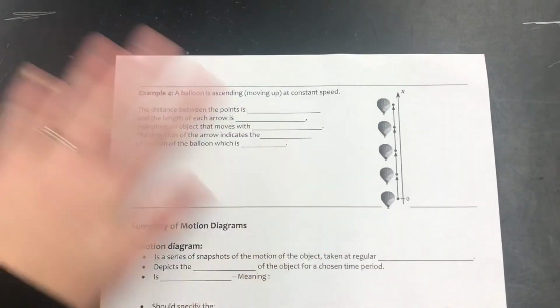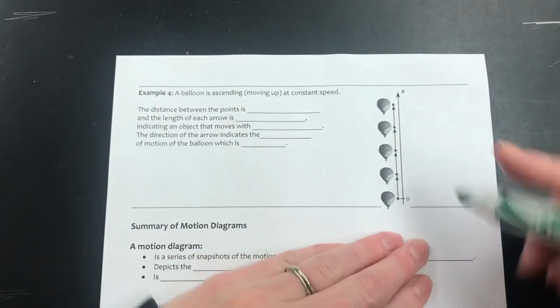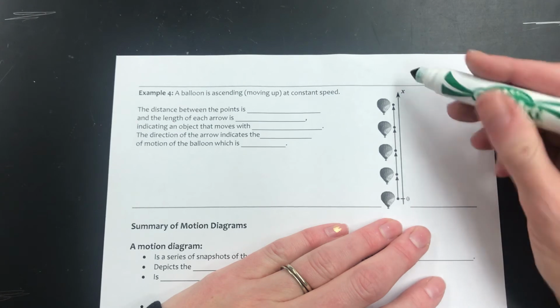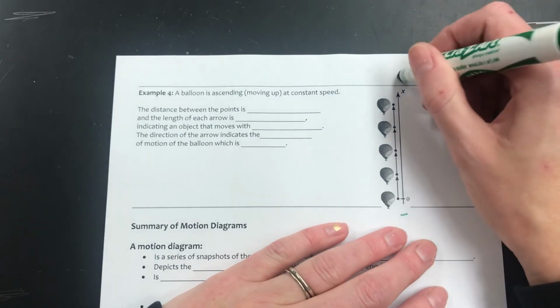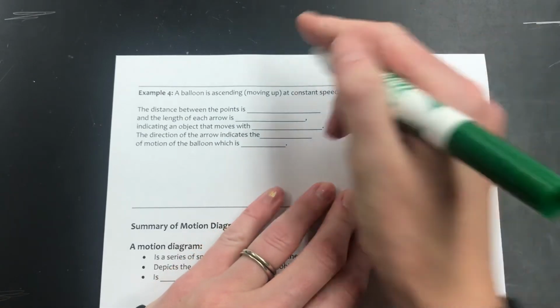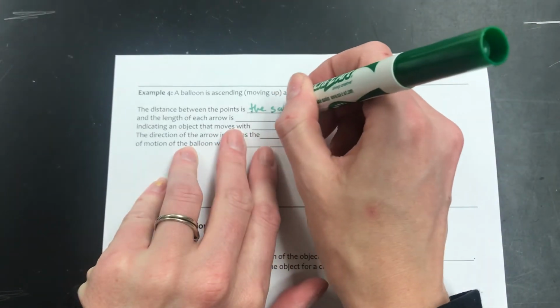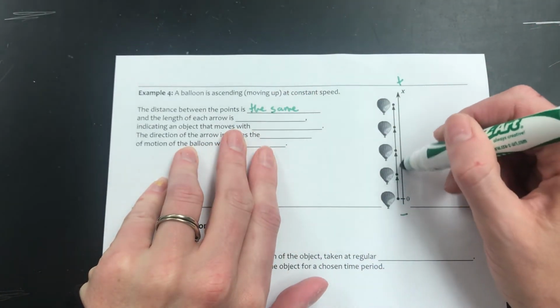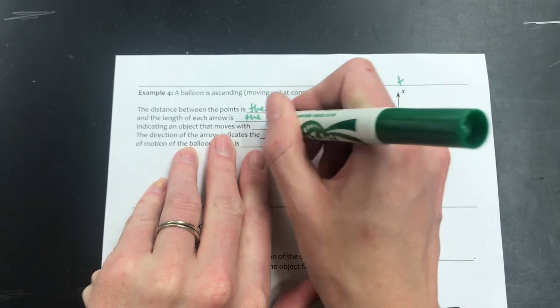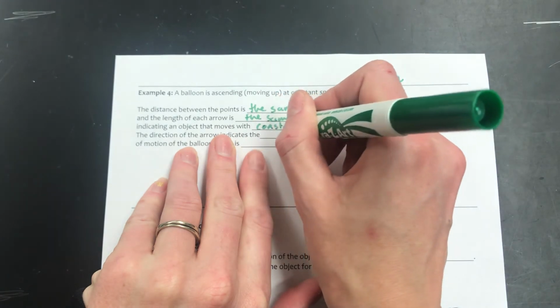All right, so last page here, we've got an example that I think we're gonna draw one of in a second. We've got a balloon. Notice how our balloon is rising, so we just turned our motion diagram up high. So negative is down and positive is up this time. If I look, the distance between the points is the same again, and it looks like the lengths of my arrows are all the same. And so this balloon must be moving with a constant speed.